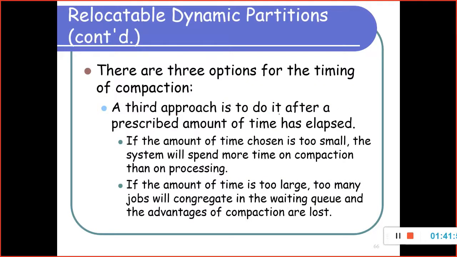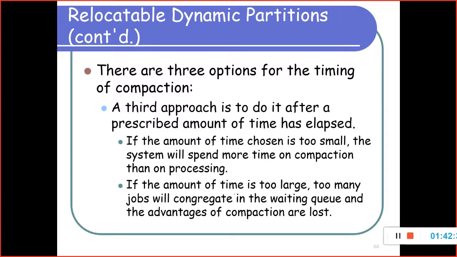A third approach is to do it after a prescribed amount of time has elapsed. If the amount of time chosen is too small, the system will spend more time on compaction than on processing. So you set a timer. If the job processing exceeds this time, you will activate the compaction. If the time you set before you activate the compaction is small, the system will spend more time on compaction than on processing.